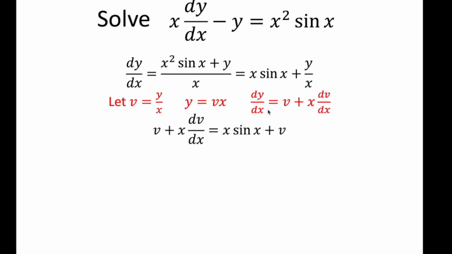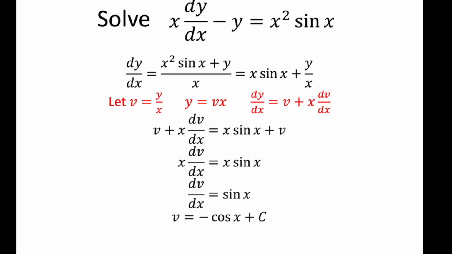Okay, so let's rewrite this using our dy/dx here. It is now v plus x dv/dx equals x sine x plus v. So again we can remove the v. What is remaining is x multiplied by dv/dx is equal to x sine x. We can divide both sides by x. What is left is dv/dx is equal to sine x. Integrate both sides of the equation. We are going to have v is equal to the integral of sine x, which is negative cosine x, plus c.